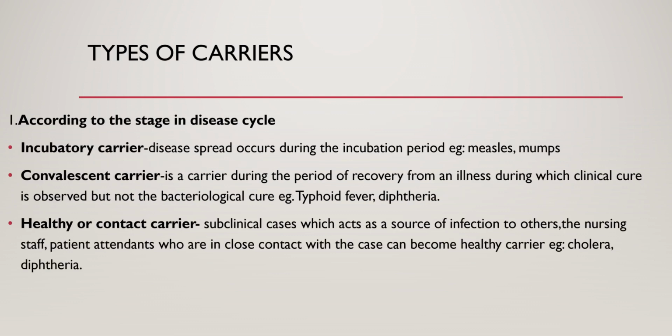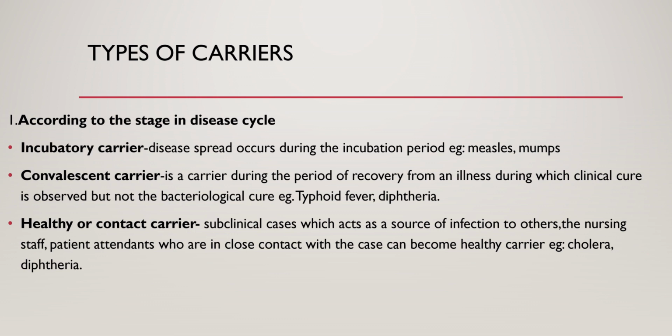Now, types of carrier. First is according to the stage in the disease cycle. There are three types: incubatory carrier, convalescent carrier, and healthy or contact carrier. In the incubatory carrier, the spread of disease occurs during the incubation period. Examples: measles and mumps. A convalescent carrier is a carrier during the period of recovery from an illness, during which clinical cure is observed but not bacteriological cure. Examples: typhoid fever and diphtheria.